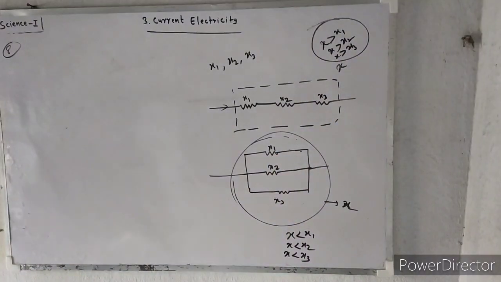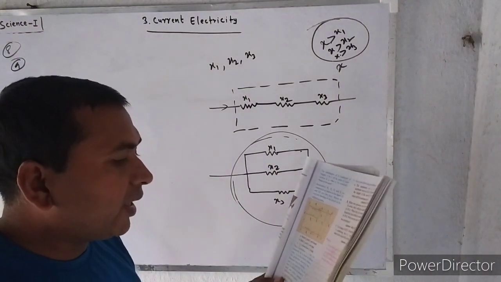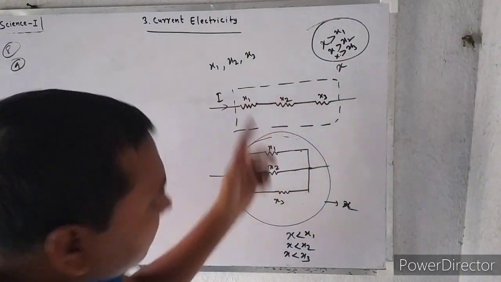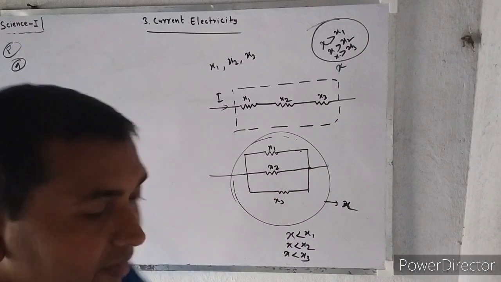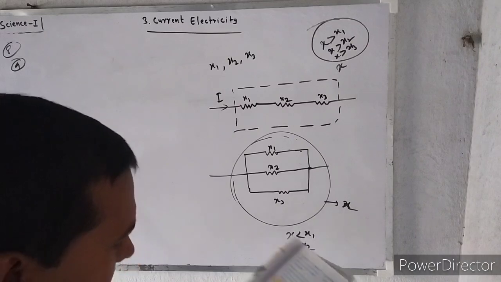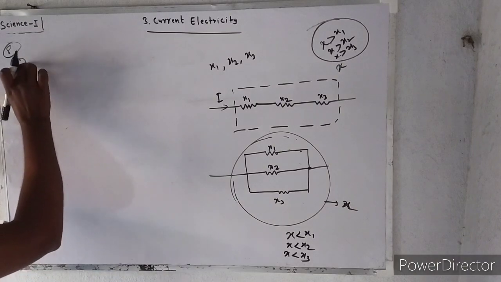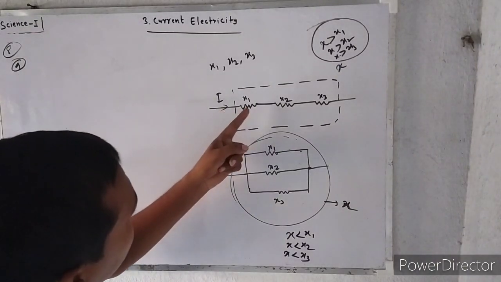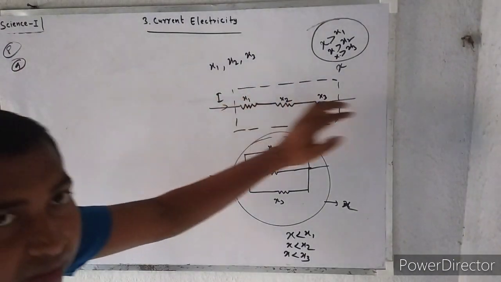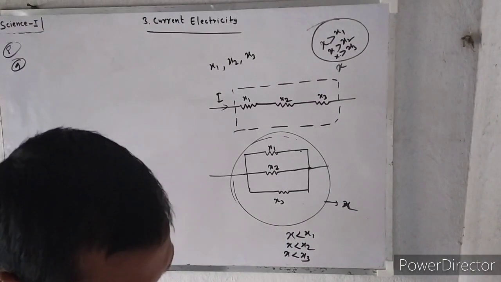Now read the question. Question number A. Current I flows through X1, X2 and X3. Current I is flowing through X1, X2 and X3. It means they are in series. Question number B. You will write here: in A, since the same current I is flowing through X1, X2 and X3, therefore X1, X2 and X3 are connected in series combination. B, X is larger than X1, X2 and X3.